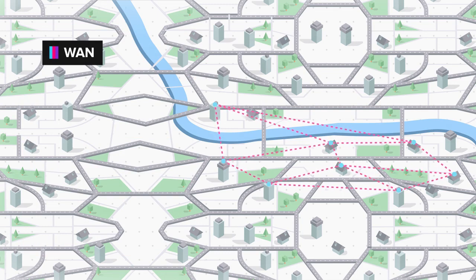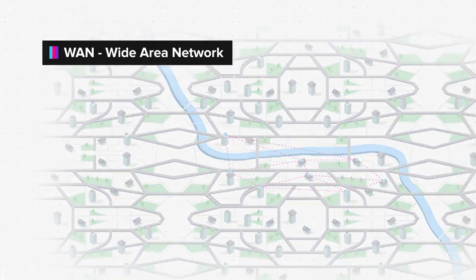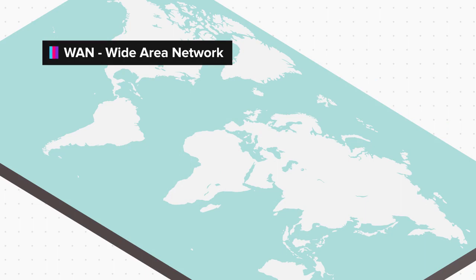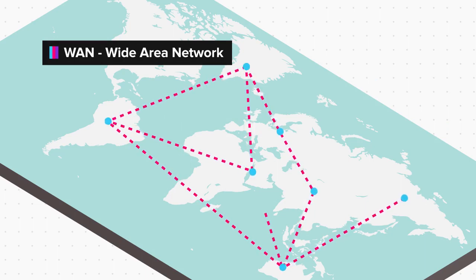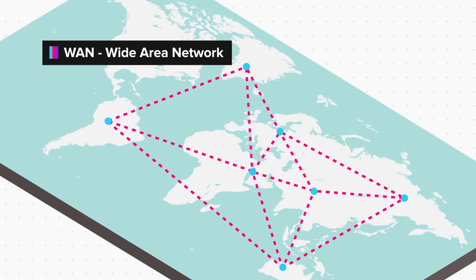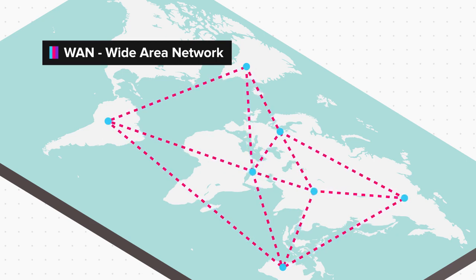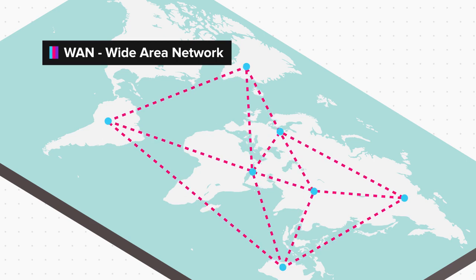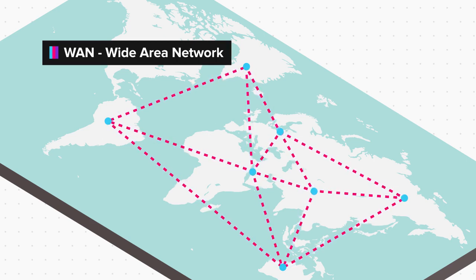WAN. WAN stands for Wide Area Network. This computer network spans across all geographical boundaries and connects devices across states, countries, and even continents. WANs are usually made up of LANs and MANs connected to each other to enable communication over long distances.